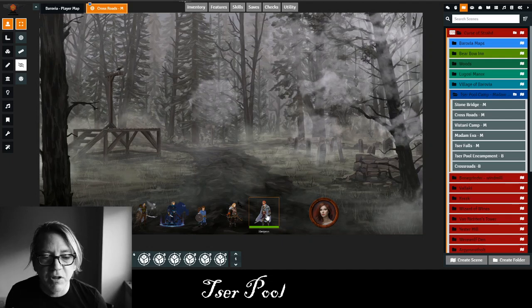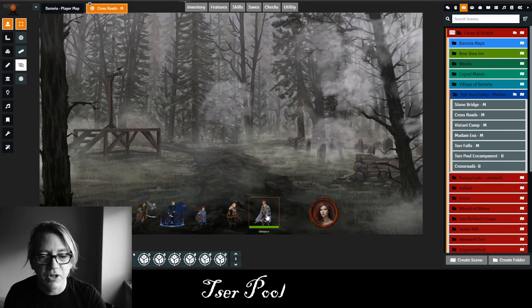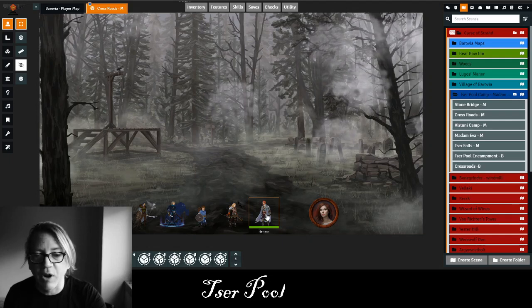We used just the Theater of the Mind map here. They ran into a skeletal rider who had dropped a trinket of a ring on the ground as he rode past.